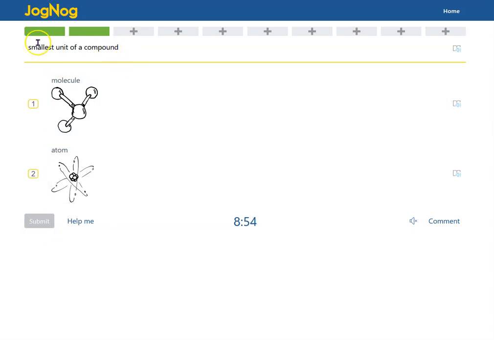Smallest unit of a compound. Remember, smallest unit of an element was an atom. So compounds are more complicated. They have oftentimes different atoms in them. And so in this case, it's not an atom, it's going to be a molecule. Kind of the definition of a molecule is a bunch of atoms put together.